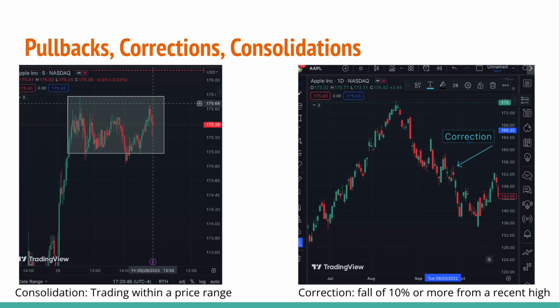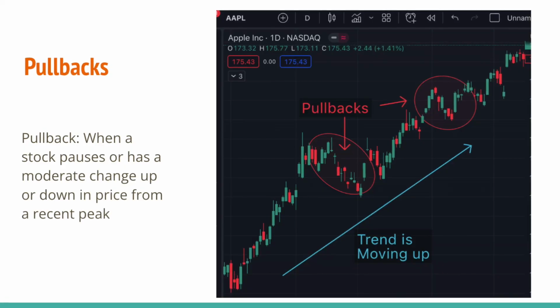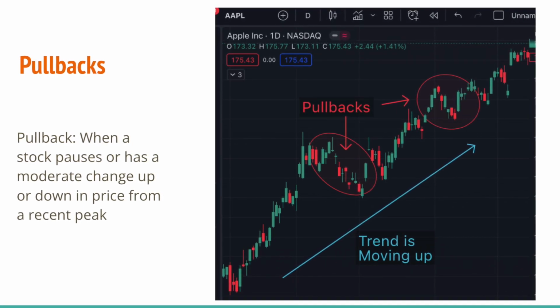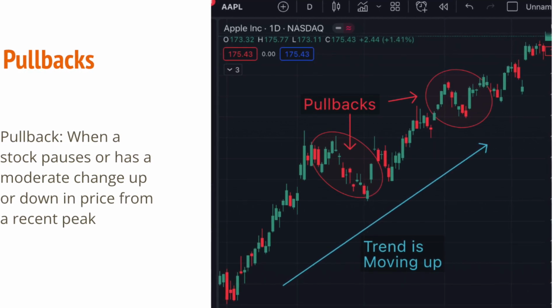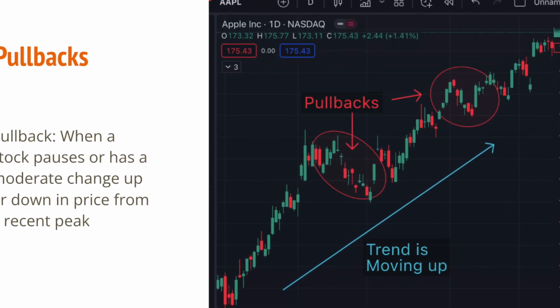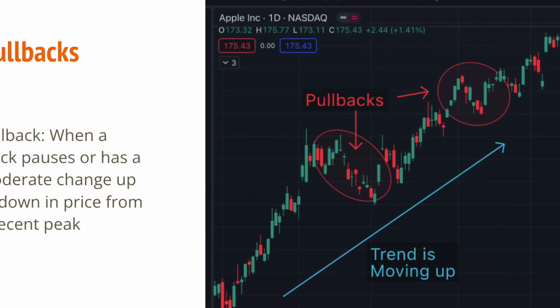A correction is a fall of 10% or more from a recent high. And a pullback is when a stock pauses or has a moderate change up or down in price from a recent peak. Also, one thing to note, don't be afraid of pullbacks because they're normal and they are some of the best times to get into a trade.